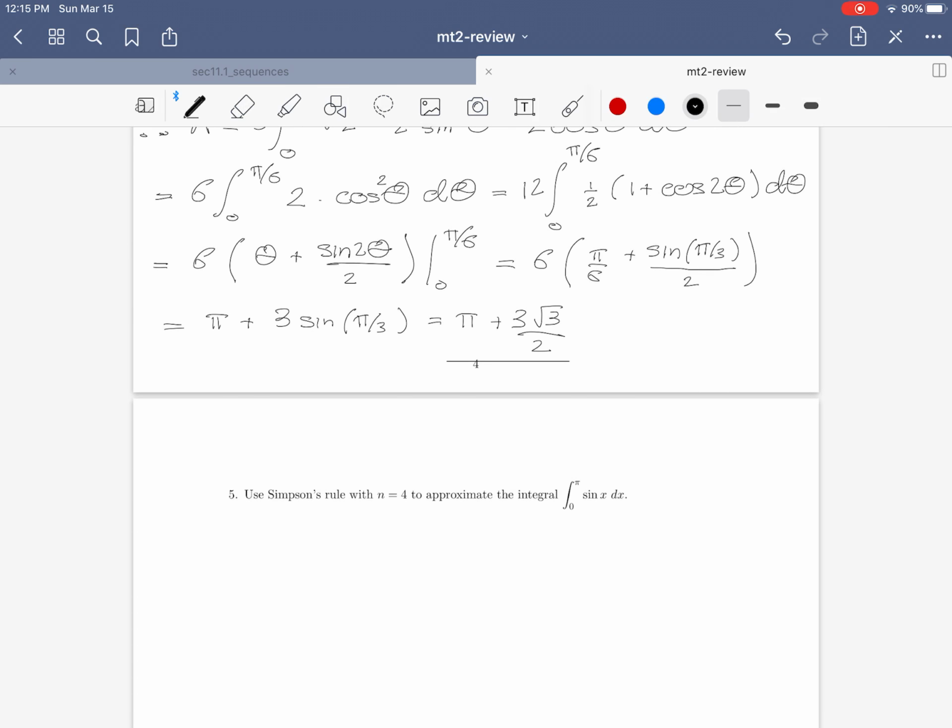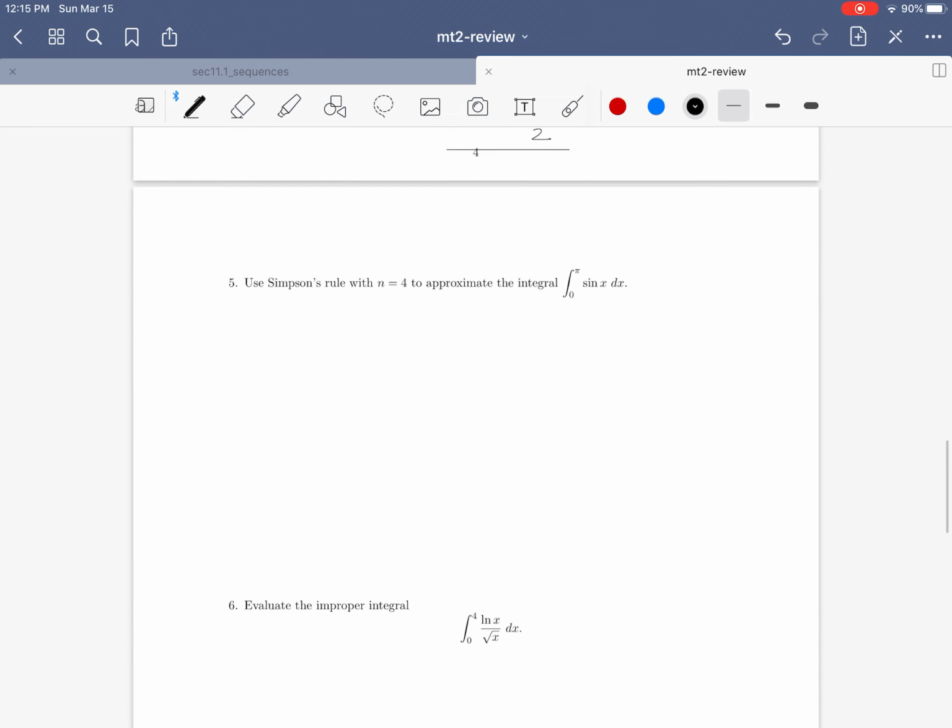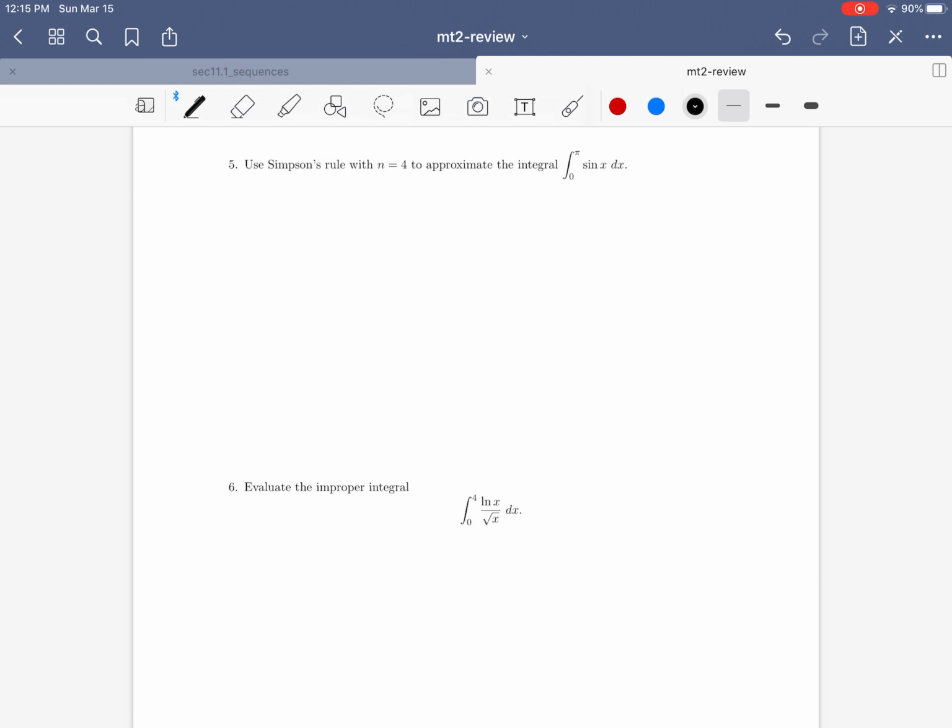Okay, so let's move on to our next question. So, this next question, we're moving on to numerical integration, and we're going to talk about Simpson's rule. So we're going to use Simpson's rule to approximate the integral from 0 to pi of sine x dx.